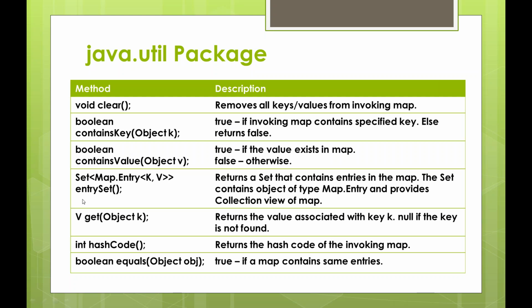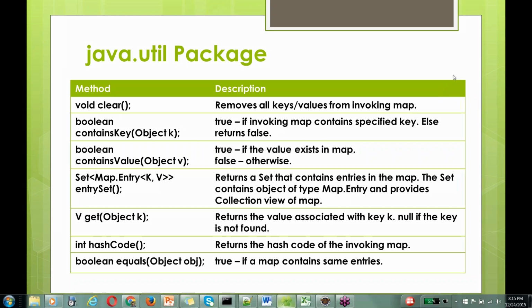Then we have another method, entrySet. This is where we get the set or collection view from your maps. You can get a collection view of your map and use the for-each loop, or the iterator, to cycle through all the objects in your map. So entrySet will return a set object. Please stop me whenever you have any questions.